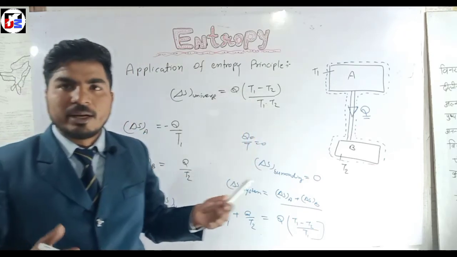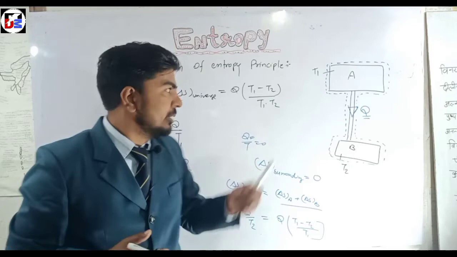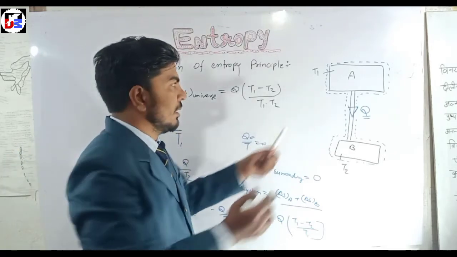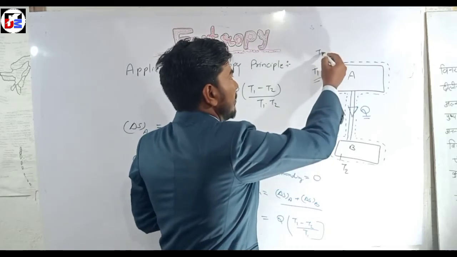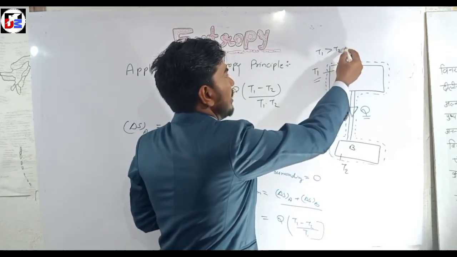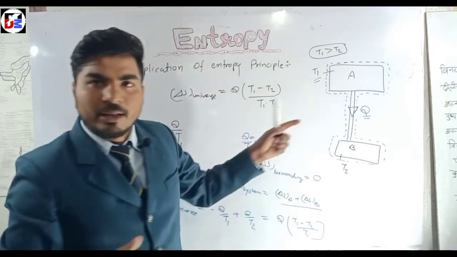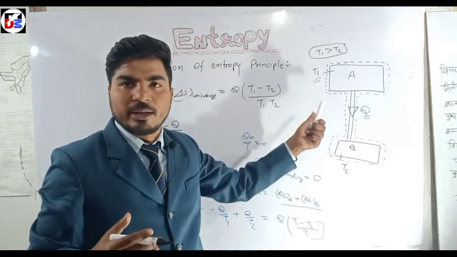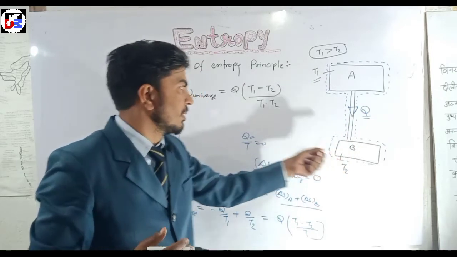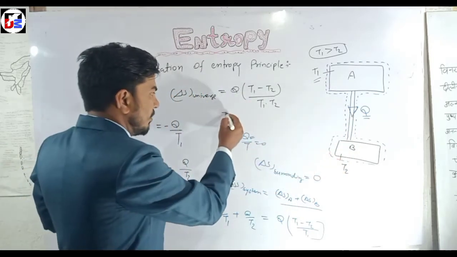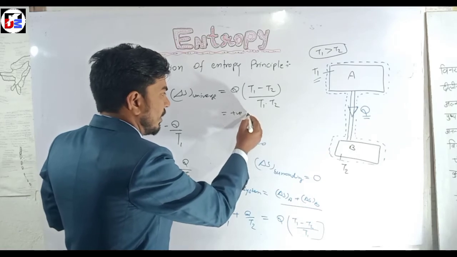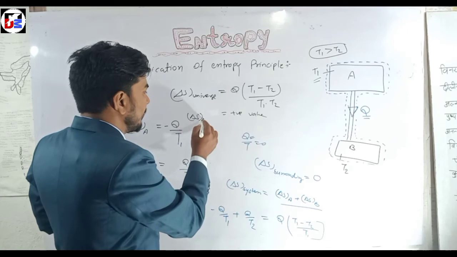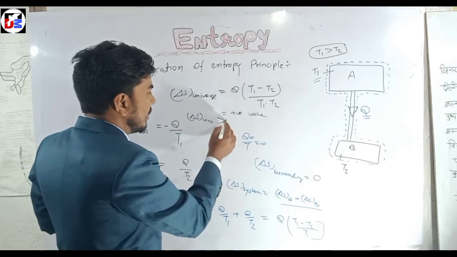Is this value positive or negative? I ask you, is this value positive or negative? You can say here, we already discussed T1 is greater than T2. This is the condition we have taken. This is reservoir A, and T1 is greater than T2, so heat transfer takes place. So we can see that this gives a positive value. Positive value means delta S universe is always greater than 0.